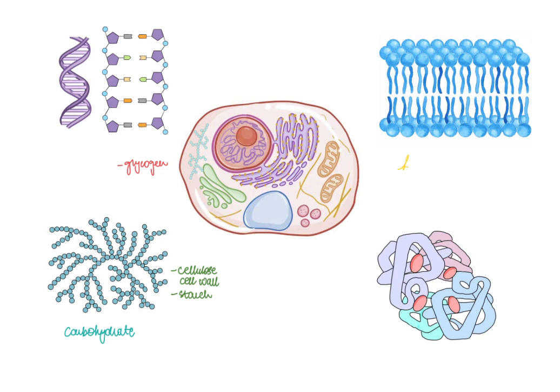Then the second kind of biological molecule is the lipid. These lipids are the key components of all of your cell membranes and organelle membranes. So lipids are the key components inside of that.